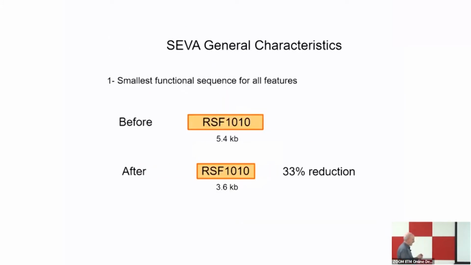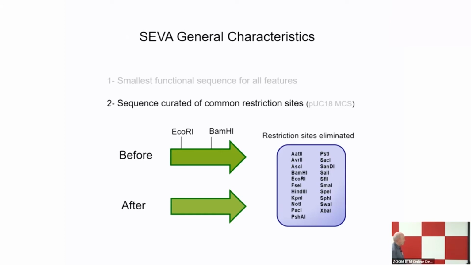Now, under this general frame, what are the general characteristics of the plasmid? First of all, to follow the standard, you have to make sure that the functional segments you put in the vector are the smallest possible. They are minimized. For instance, the origin of replication from the plasmid RSF1010, a famous plasmid because it is super promiscuous, has a natural sequence of 5.4 kilobases. You look at the sequence and eliminate all segments of DNA which are not essential. In this case, we ended up with an origin of replication that was 33% reduced.